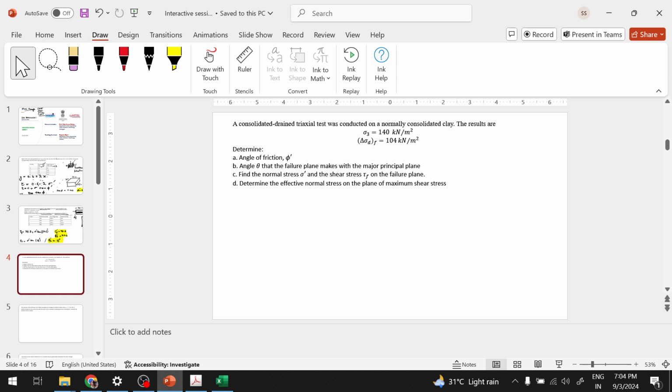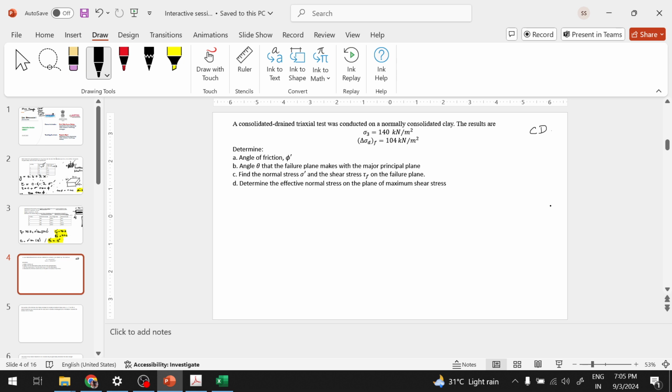A consolidated drained triaxial test was conducted on a normally consolidated clay. Okay, so we are talking about a CD test here.